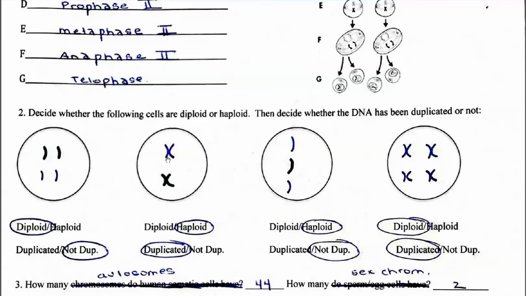For here, I only have 1 copy of it because I don't have a homologous chromosome here. Therefore, it is haploid, but it is duplicated because you see that X. The sister chromatids represent duplicated chromosomes. Okay. Here, I've got 1, 2, 3. They don't have a pair. They don't make an X.